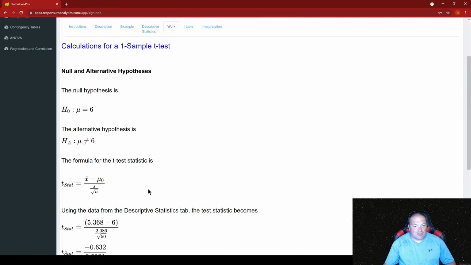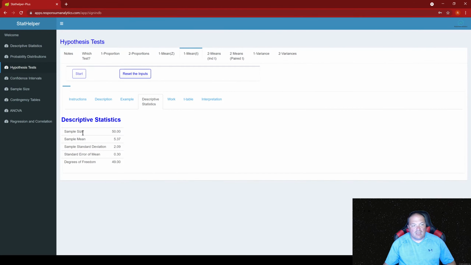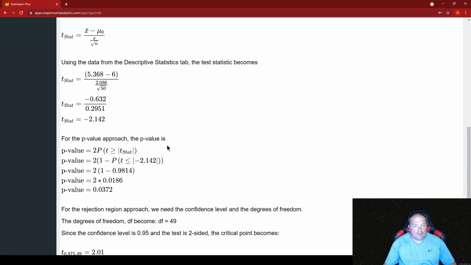Okay, notice it says here the descriptive statistics tab. We can come over here and click, and it gives us that information: sample size, mean, standard deviation, etc. Okay, here's our t-statistic. Now, I'm not going to go into great detail on how the p-value is calculated. If anybody wants more information about that, please contact me directly, or post a question in the comments, and I will get you some information on how that works, okay. But this is the calculation for the p-value.